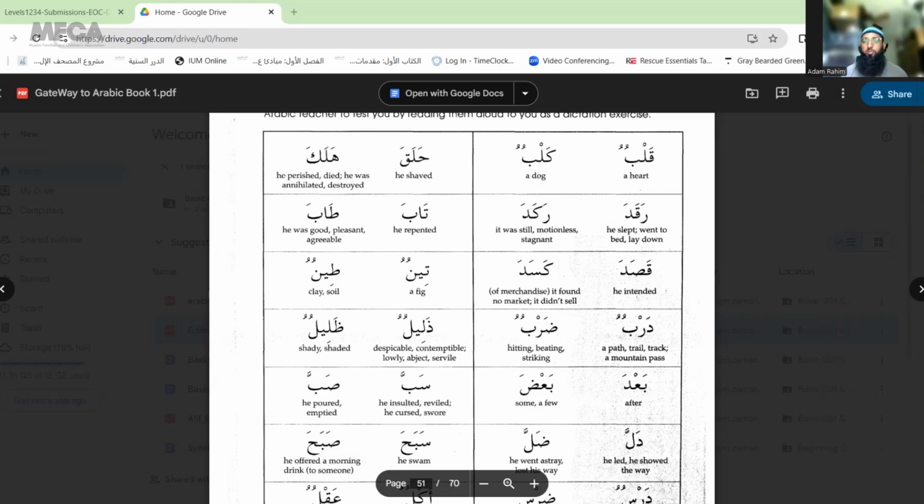Brother Sharif, the next one, please. Darbun and Darbun. Very good. Ahsanta. So darbun and ضرب. The difference they're trying to show you is the dal versus the ضاد. Very nice job. أحسنت.